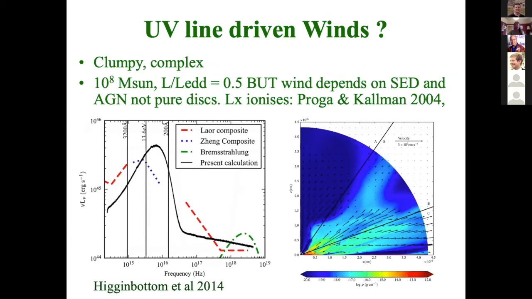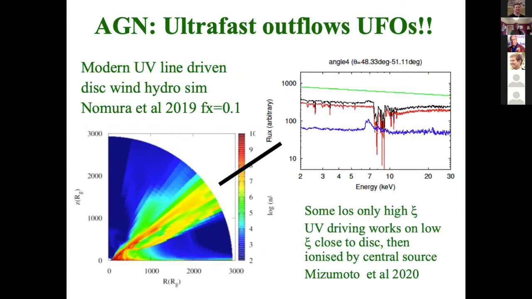So then you say, well, can that work? Well, you can hang out with some radiation hydrodynamics people and then do Monte Carlo radiation line transport and figure out that there are lines of sight through a UV line driven disk wind that are very high ionization, very high velocity. So I reckon that the UV line driving could actually be part of the answer for the ultrafast outflows. I hate magnetic winds because I hate things I can't calculate.